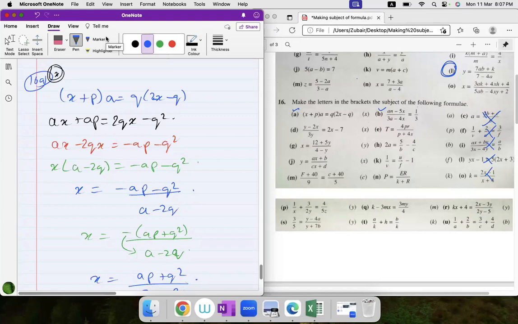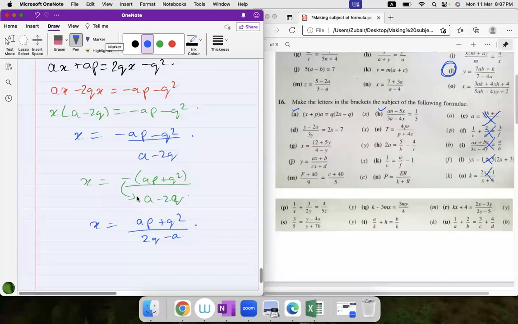So would x equal negative ap minus q squared over a minus 2q? Yeah, that's right. You got this form. Now if we just take out negative common, we'll get this. And if we absorb that sign in the denominator, we change both these signs, and this is the other form. So you may have any of these three forms, as long as x is the subject of the formula.